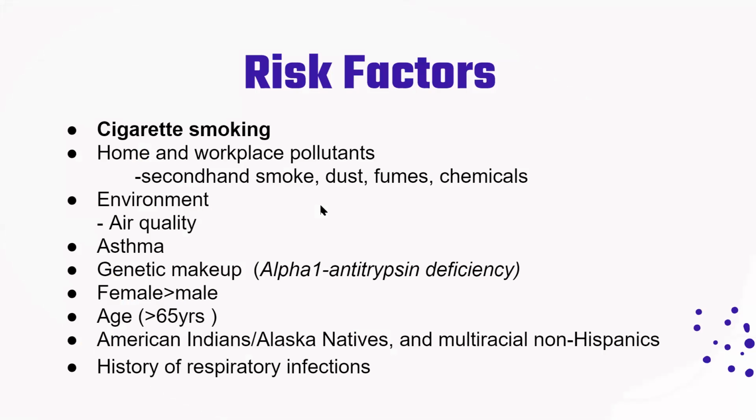Some risk factors associated with COPD. Cigarette smoking is known to be the greatest risk associated with it. Other risk factors include exposure to pollutants from home and workplace, such as secondhand smoke, dust, fumes, or chemicals. Some risk factors associated with the environment are poor air quality, asthma, and a genetic makeup known as alpha-1 antitrypsin deficiency. This is when the enzyme protease, which breaks down the pollutants in the lungs, also starts to affect the lung structure itself.